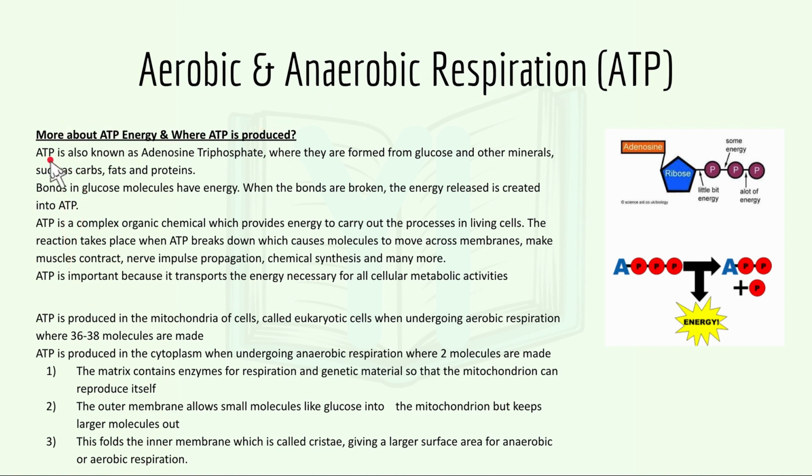ATP energy is formed from glucose and other nutrients such as carbs, fats, and proteins. They are complex organic chemicals which provide energy to carry out the processes in a living cell, and they are produced in the mitochondria of cells.